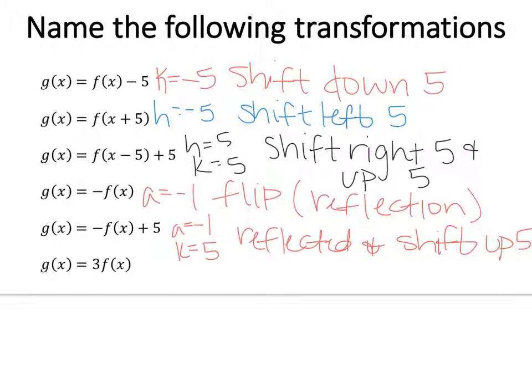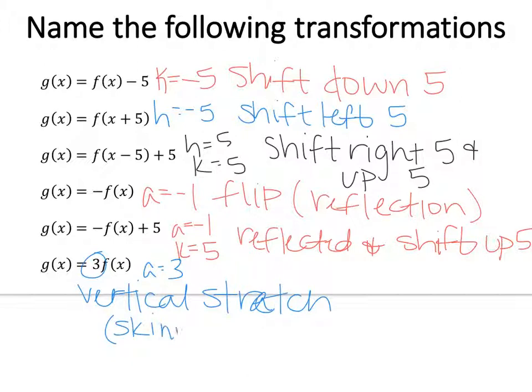The last one, 3 times f of x. Remember this 3, that is greater than 1, so this is going to be a vertical stretch. So that's where a is 3. So it's a vertical stretch is what we call it. It means that the graph is going to look skinnier. So that's what we've called skinnier in the past.